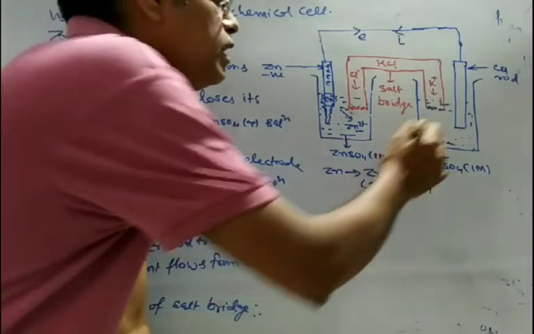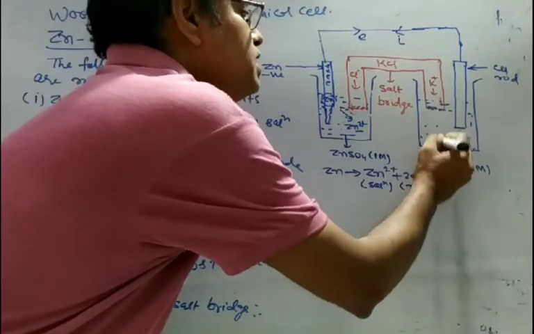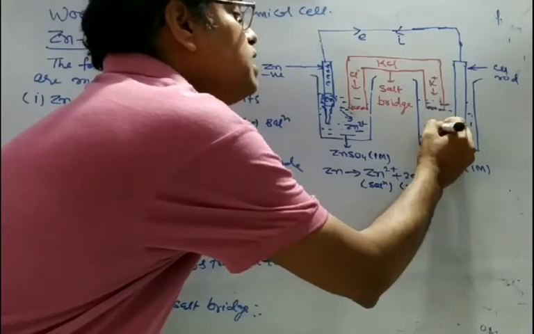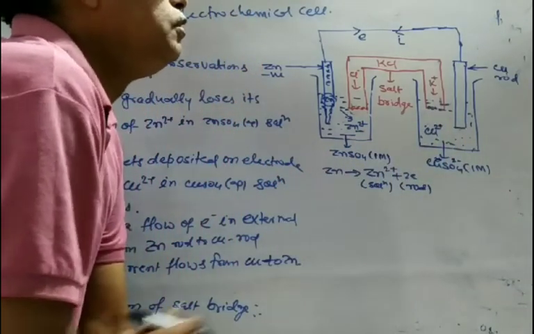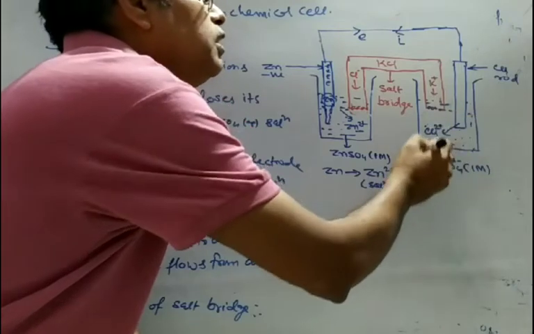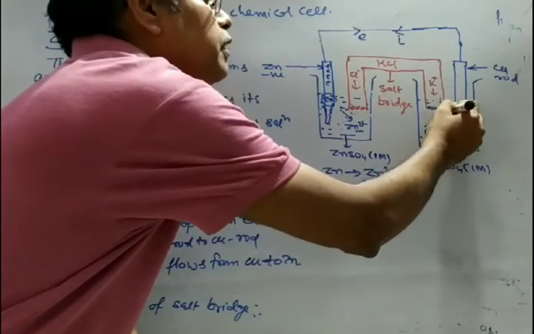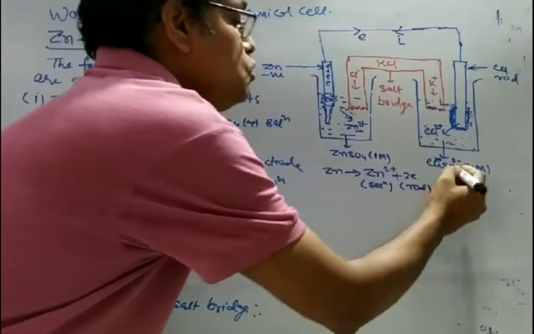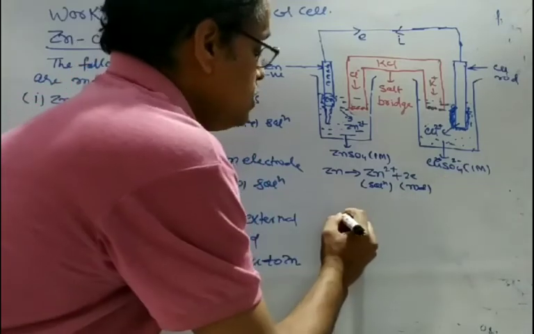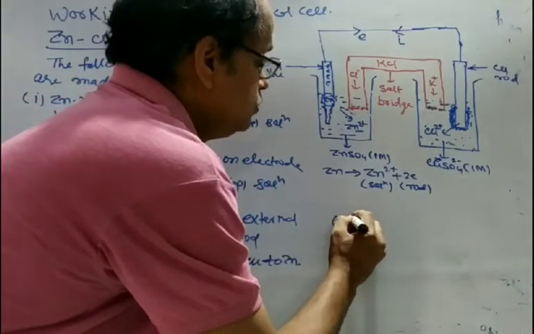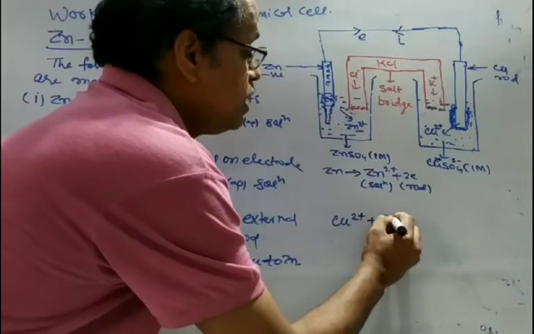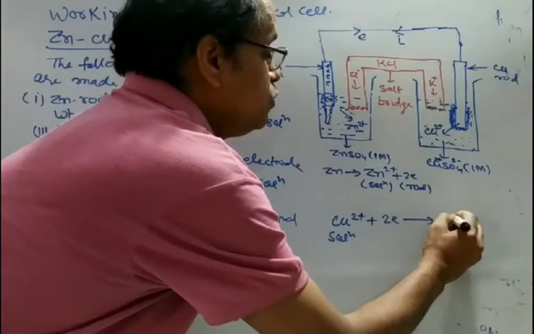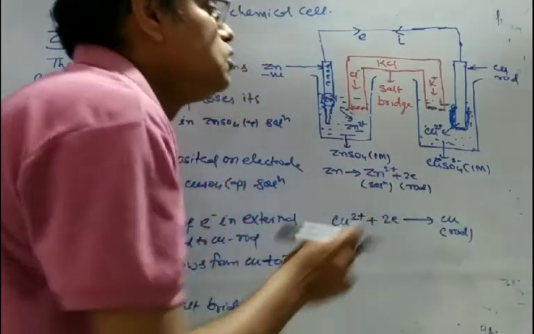Now, what will happen in this compartment? In this compartment, copper sulfate solution contains Cu2 plus ion and SO4 2 minus ion. The Cu2 plus ion present in the solution will receive electrons from the rod and the copper will be deposited on it. So in the second compartment, Cu2 plus ion present in the solution will receive electrons and get converted into copper, which is deposited on the rod. इससे क्या होगा?